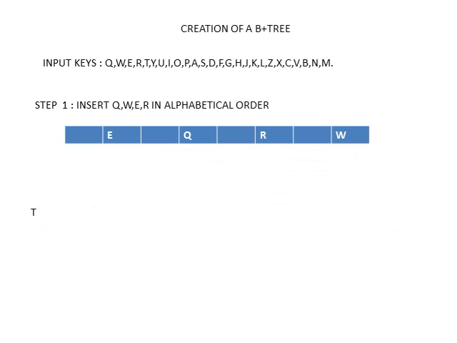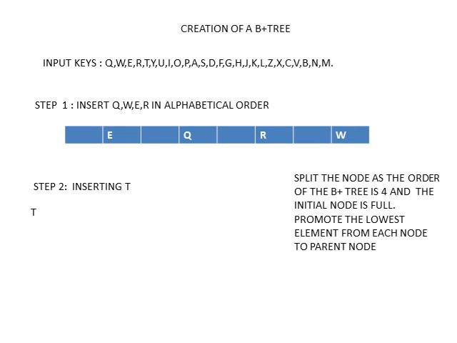Let's go to an example of how a B plus tree is created. We take the input keys as follows. Since it is a B plus tree of order 4, we take the first 4 keys and insert them in alphabetical order. Next step is to insert T, which is the next key.